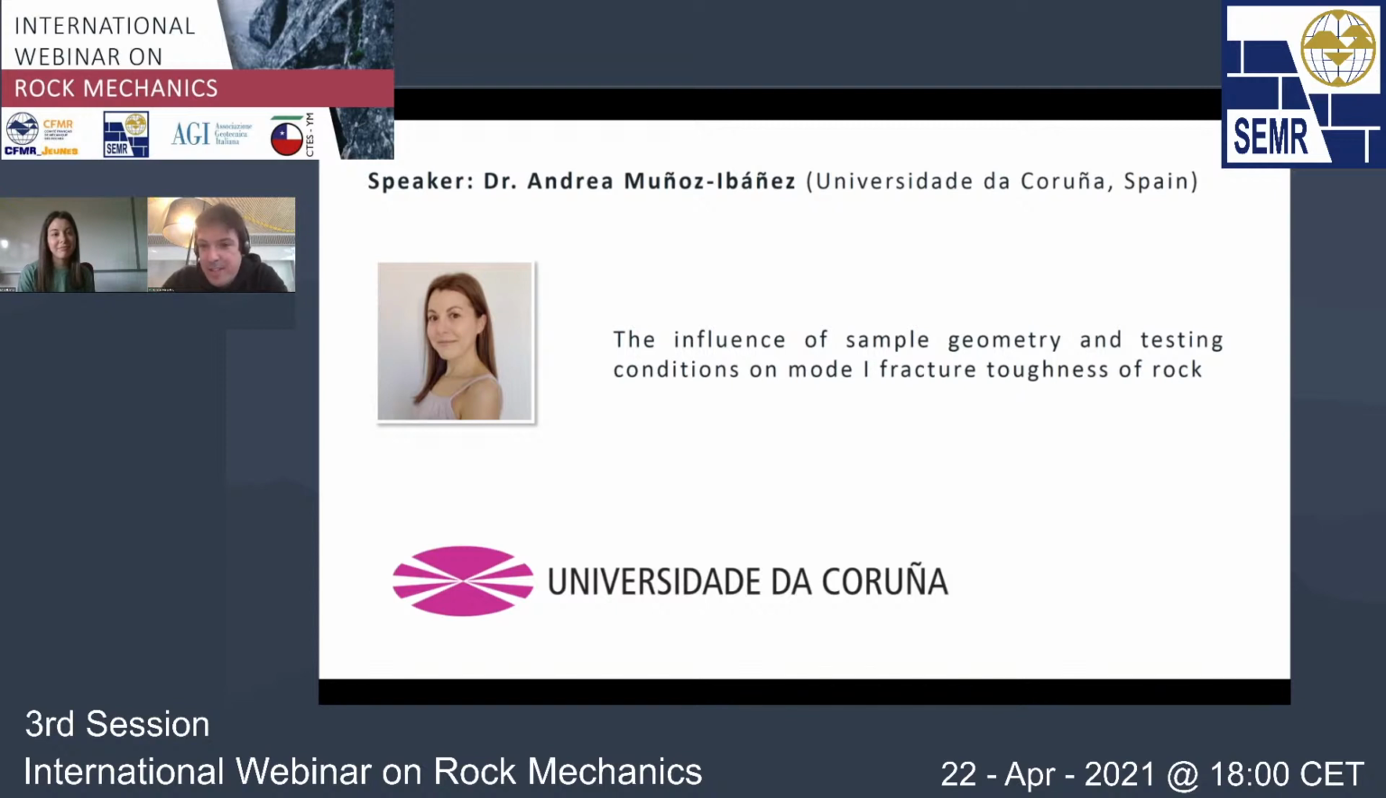If you allow me, I would like to give some lines about Andrea's CV. Andrea Muñoz Ibañez is currently working as a research fellow at the Rock Mechanics Laboratory in the University of A Coruña in Spain. She holds a Master of Science in Civil Engineering and a PhD in Civil Engineering also from the University of A Coruña. Her thesis, defended recently in November 2020, was developed within the framework of a research project signed with the company Repsol.